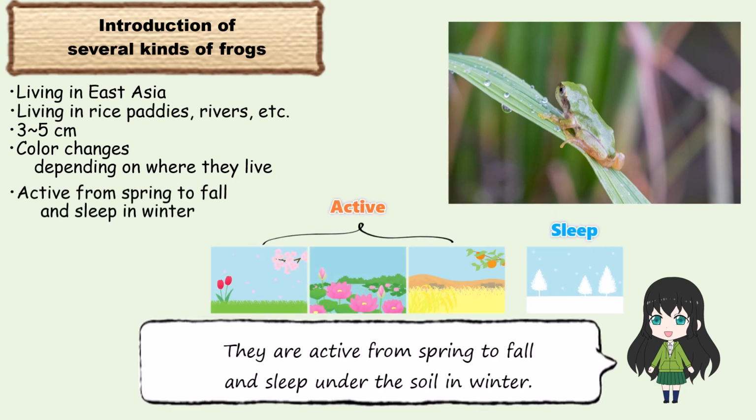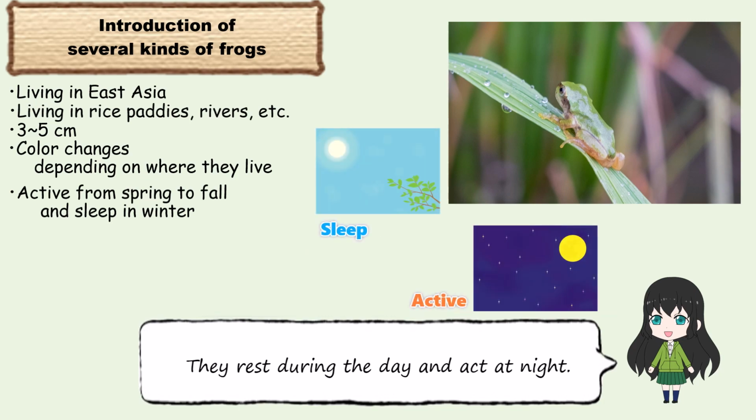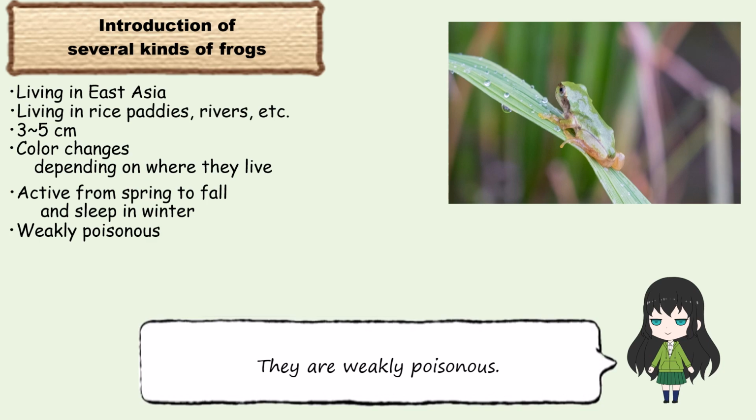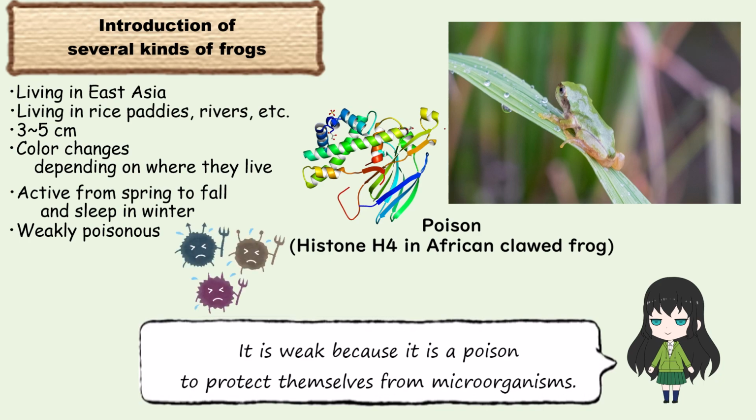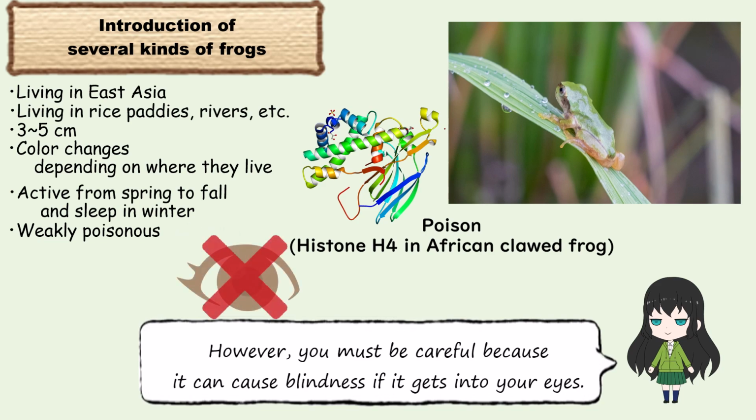They are active from spring to fall and sleep under the soil in winter. They rest during the day and act at night. They are weakly poisonous. You may be surprised to hear that they are weakly poisonous. It is weak because it is a poison to protect themselves from microorganisms. However, you must be careful because it can cause blindness if it gets into your eyes.